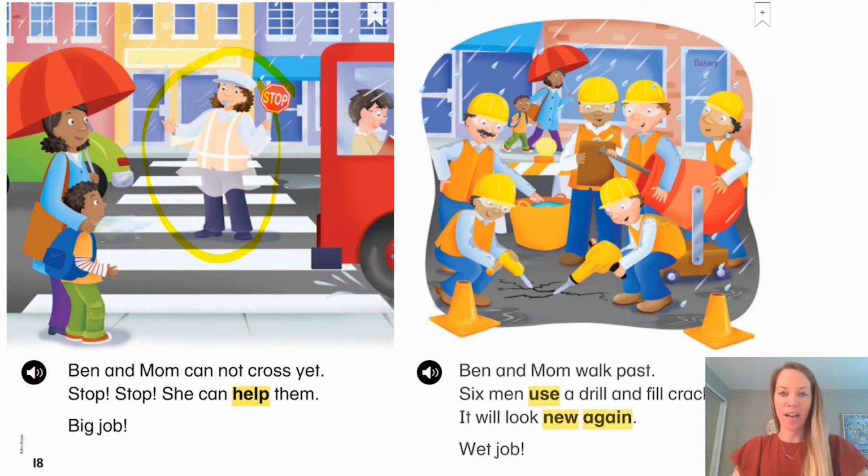Wet job. So on this page, I notice construction workers. And construction workers provide a service by helping fix things in our communities.